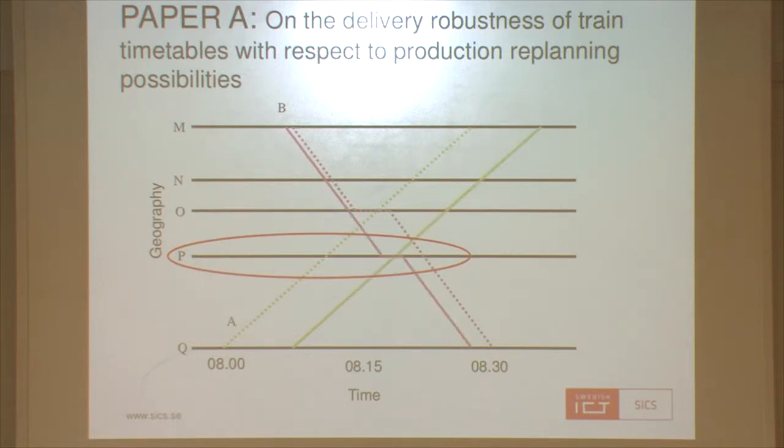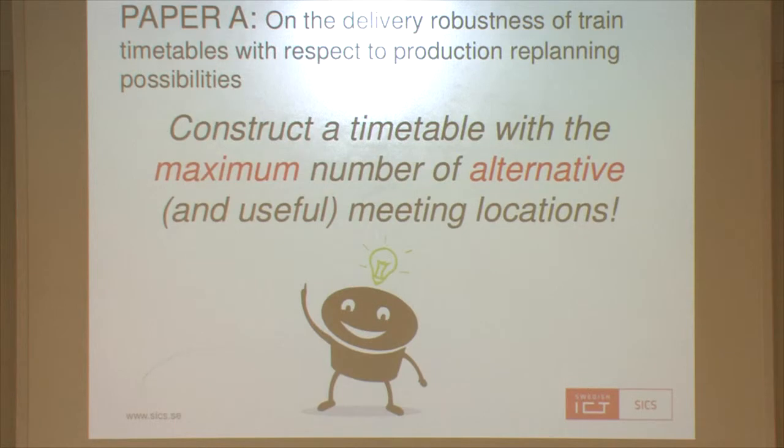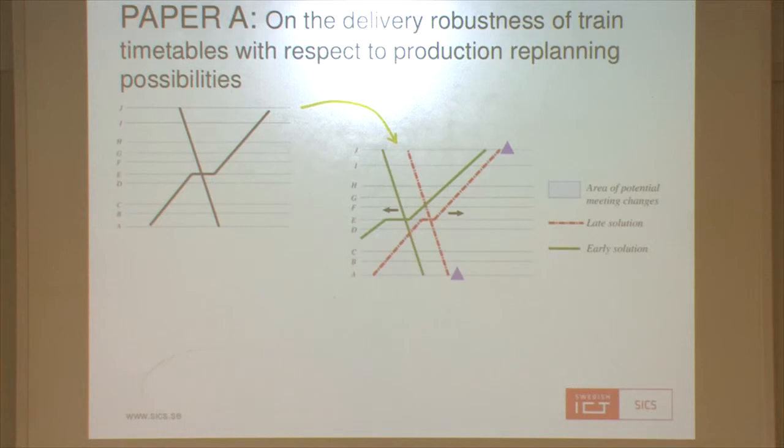So if we take the meeting at P instead, we can avoid the knock-on delay, and that is a good thing. So essentially the idea is that we want to construct a timetable where we have the maximum number of such alternative meeting points, and we also want them to be useful in some way, because if you've got lots of them very nearby, you might have many, but you still can't move very much time. So that is the main idea of paper A.